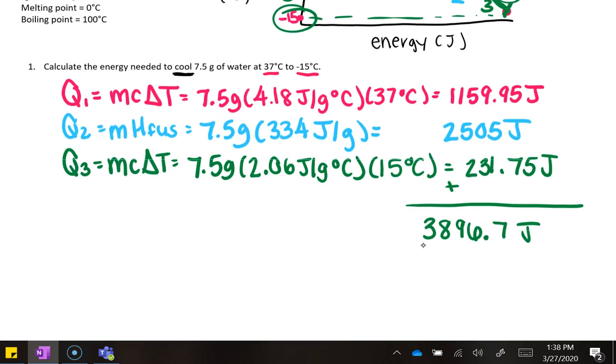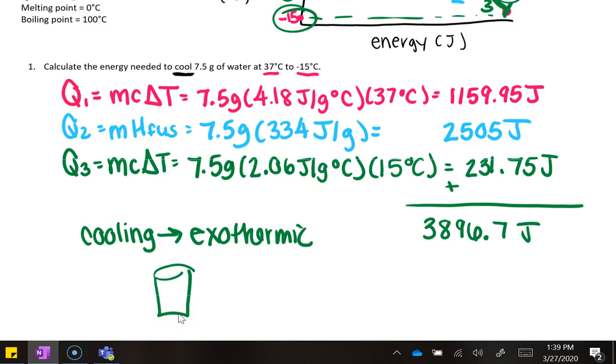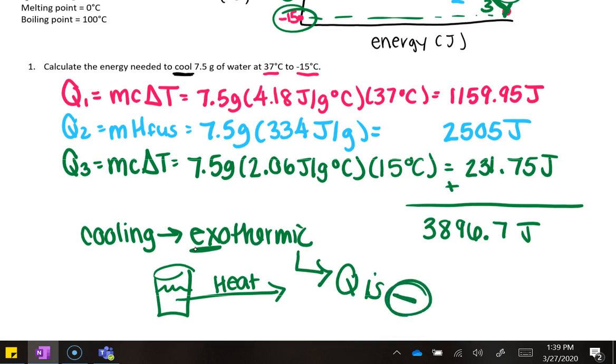But there's one extra thing you can't forget for cooling curves. If water is cooling, it is exothermic. If you have a glass of water and you want it to freeze, the way that we get it to freeze is that heat energy has to leave the water. If heat energy is exiting, it is exothermic. And remember, anytime a process is exothermic, Q is negative. So the last step anytime we have a cooling curve is you need to add that negative sign.